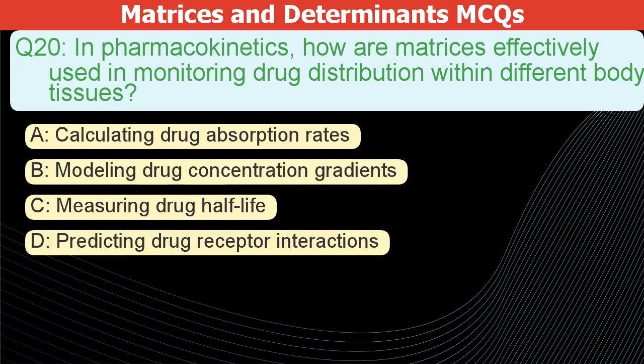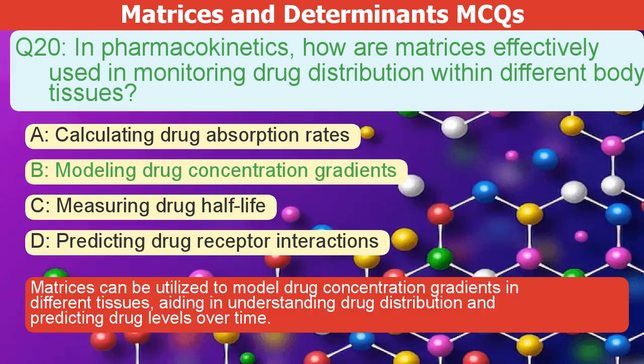In pharmacokinetics, how are matrices effectively used to monitor drug distribution in different body tissues? A. Calculating drug absorption rates. B. Modeling drug concentration gradients. C. Measuring drug half-life. D. Predicting drug receptor interactions. The correct answer is B. Matrices can be used to model drug concentration gradients in different tissues. This helps us understand drug distribution and predict drug levels over time.